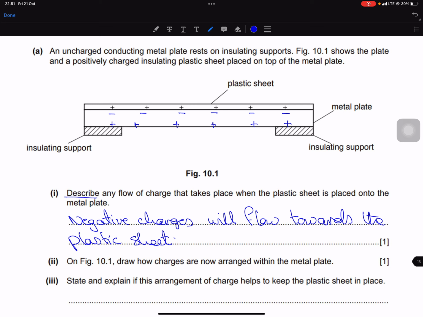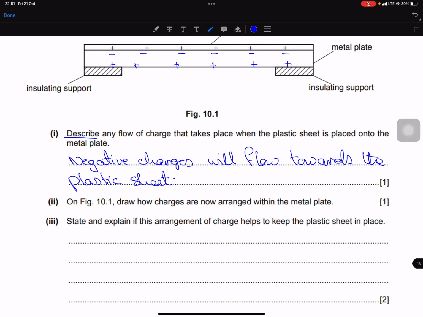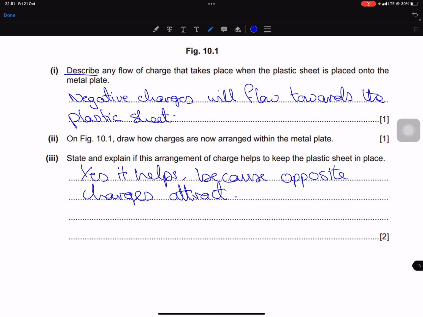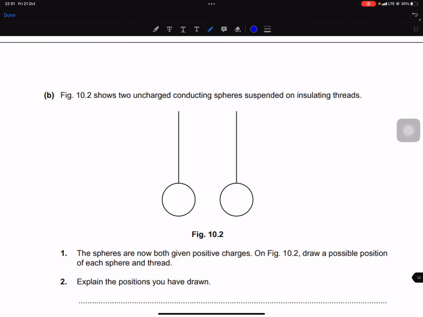State and explain if this arrangement of charge helps to keep the plastic sheet in place. Remember your statement first. Yes, it helps. All right, that's 1 mark here. Your explanation, because opposite charges attract. Good. All right, we're almost there.